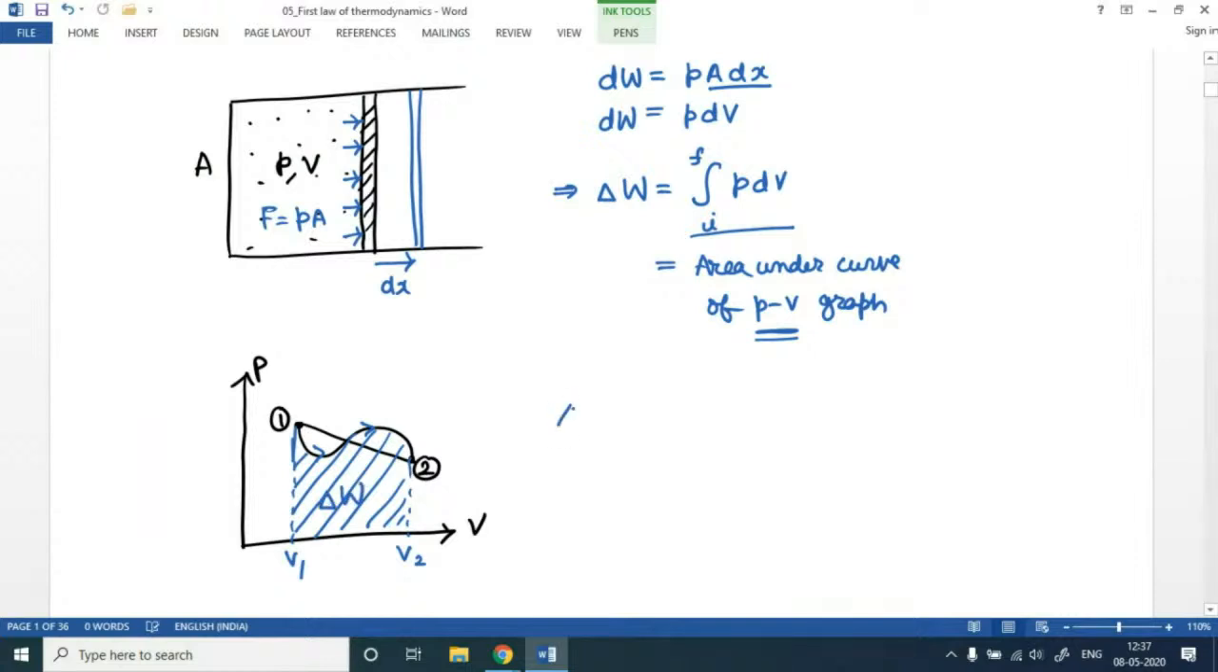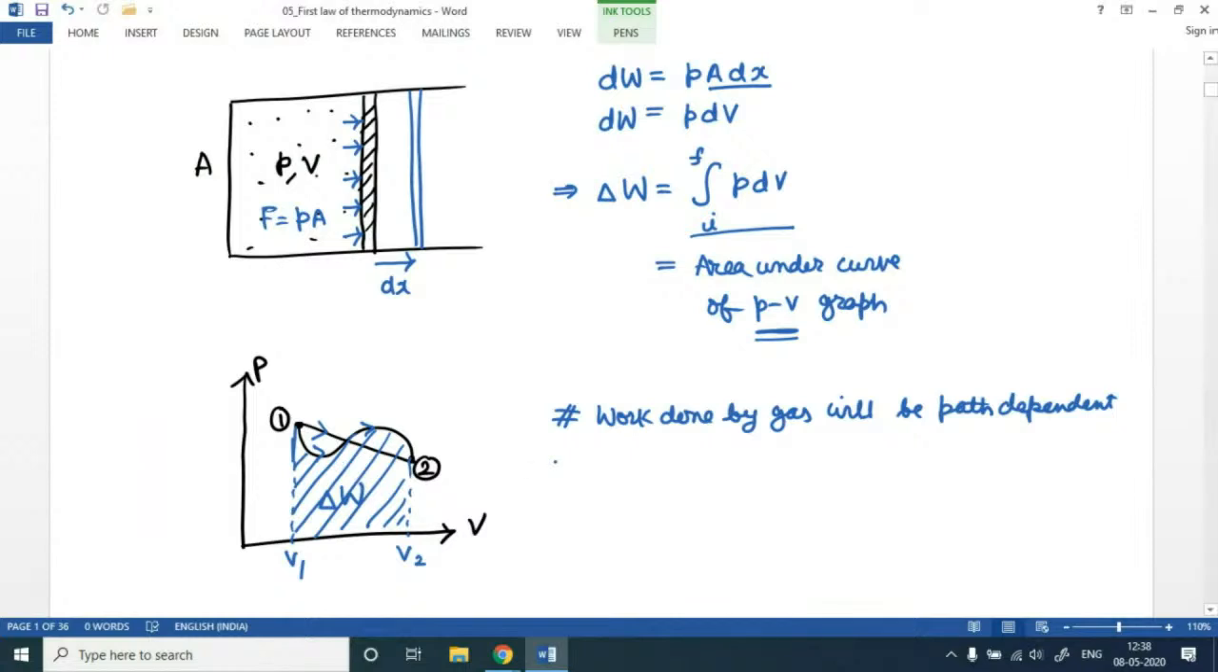And you should also realize a few points. For example, work done by the gas will be path dependent. That is, it will depend upon the path taken by the gas, or the process. For example, if we would have gone through this path, the work done would have been something else. If we are going through this path, the area under the curve is something else. That is quite visible from this diagram over here.